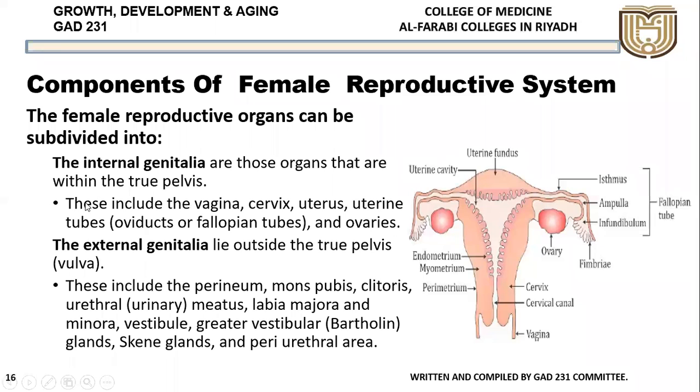Then we have the external genitalia, which are outside the true pelvis, like the perineum, mons pubis, clitoris, labia majora and minora, greater vestibule, periurethral area, everything which you will study in the later stages.